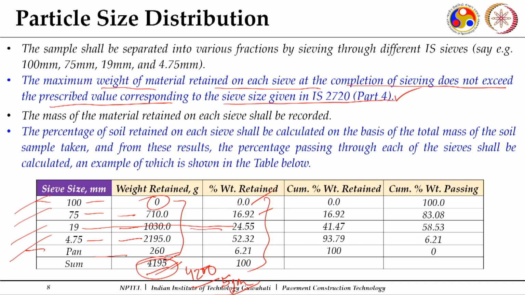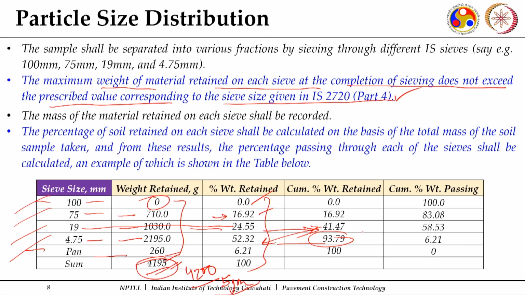For this particular one, on the 100 mm no material is retained, 0%, on this 75 it is 16.92. When it comes to 19, this will be 16.92 plus 24.55, so that will be your 41.47. When it comes to 4.75, this 41.47 plus 52.32 will be the one. So, if I put all the material directly over 4.75, that means 93.79% will get retained and the remaining will pass, and then definitely at the pan it should be 100%.